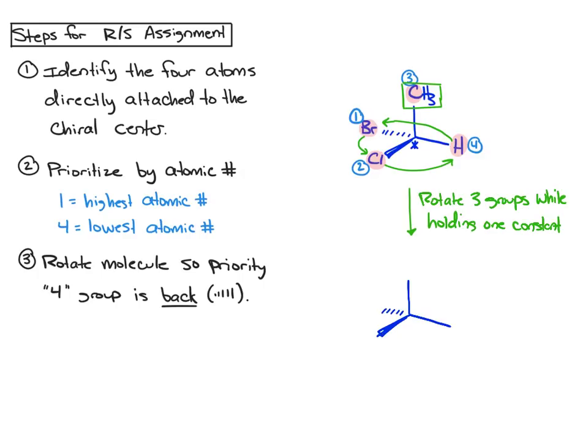So I have my 2 bonds in the plane, my dash and the wedge. My methyl group, I'm leaving it right where it was because that's the one I held constant. But then my hydrogen was rotated to the back. The bromine was rotated out. And the chlorine rotated into the plane.